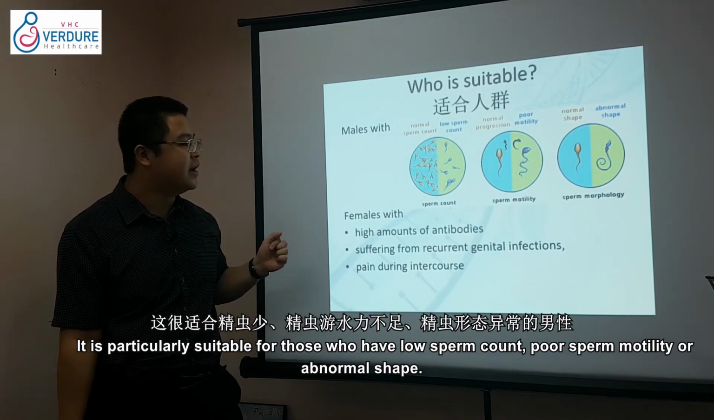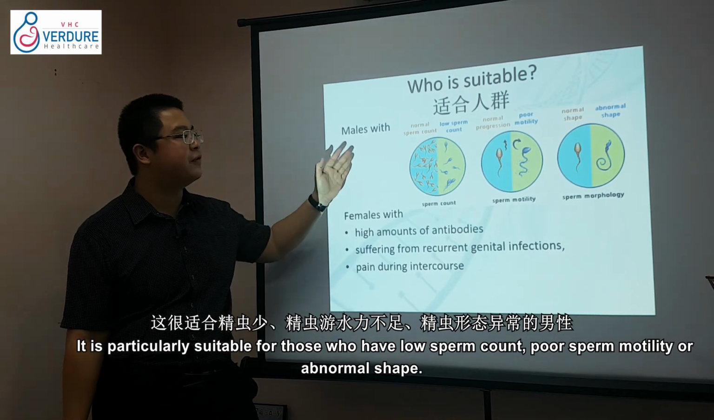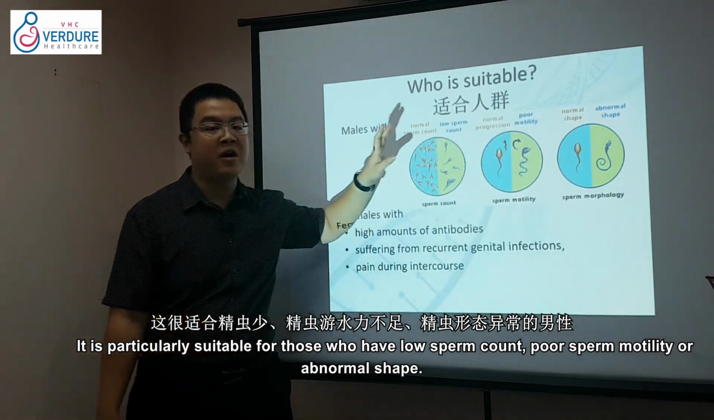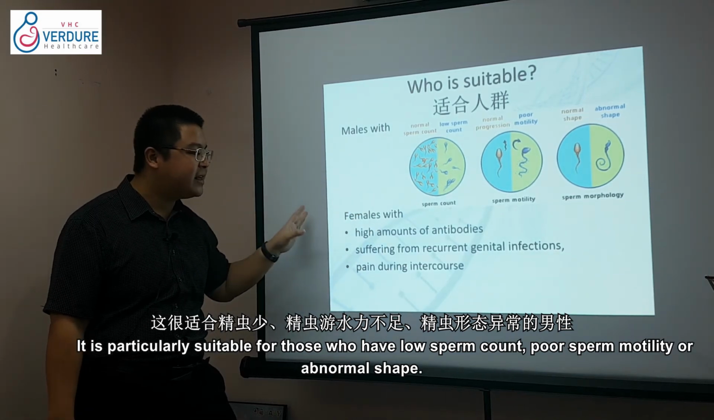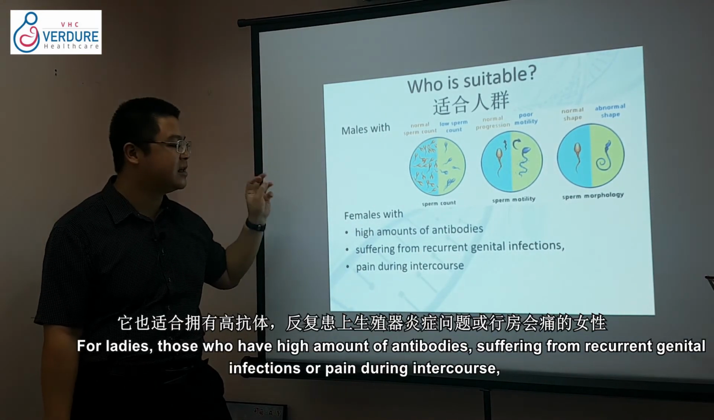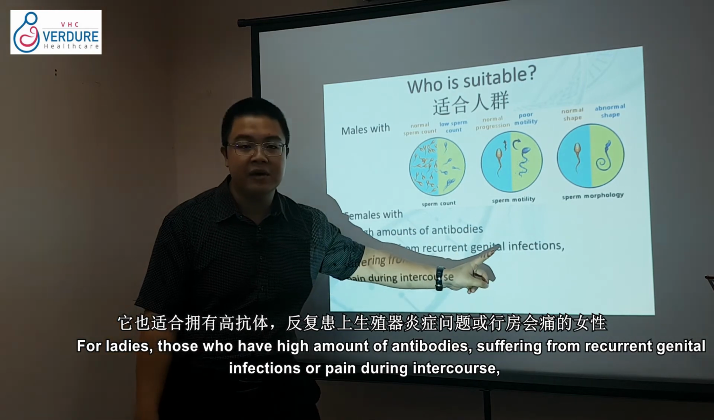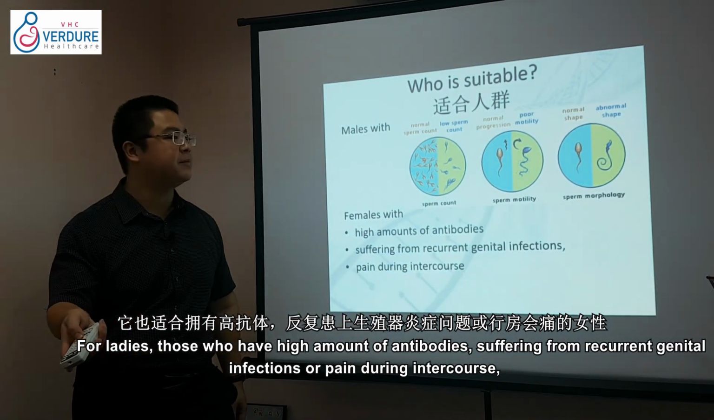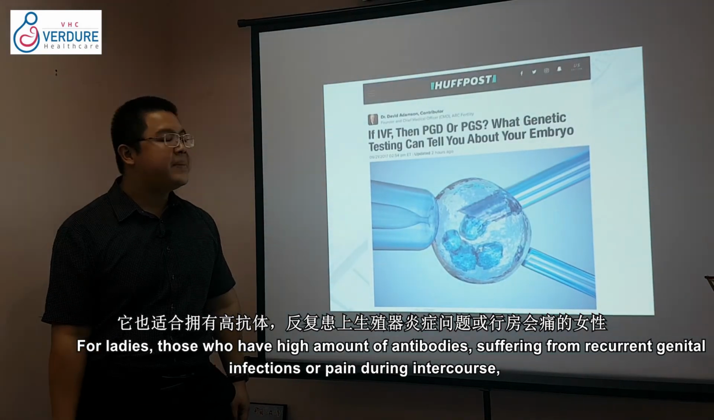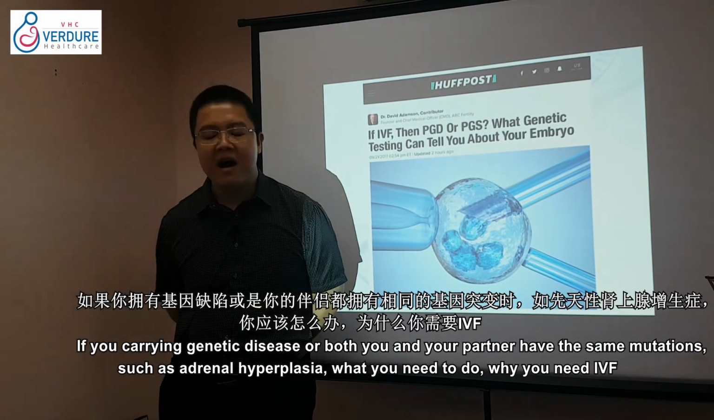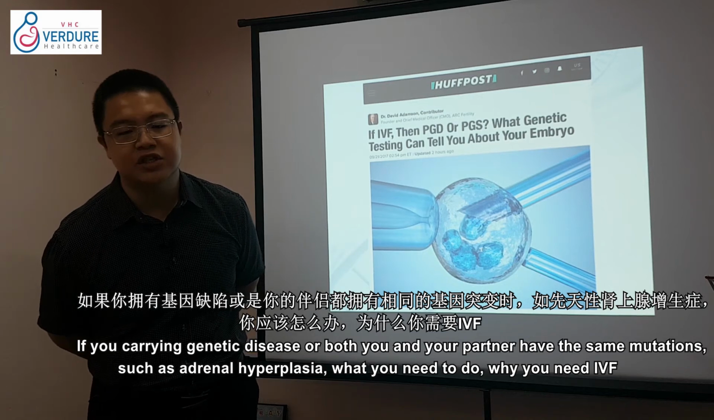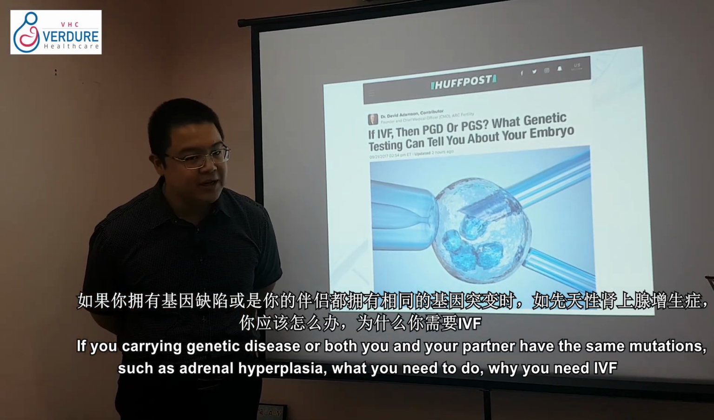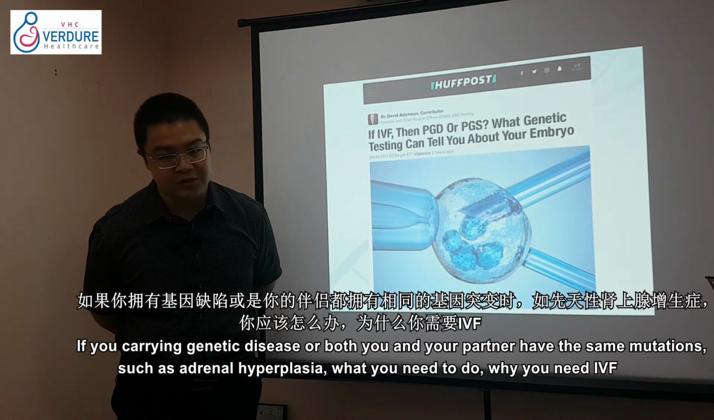Okay, who's suitable? In this case, if, let's say, a male has lower sperm count, poor motility or abnormal shape, this is a perfect solution. And for ladies with high amounts of antibodies or suffering from recurrent genital infection or pain during intercourse, that will also be perfect. But if, let's say, you are carrying a certain genetic disease, such as adrenal hyperplasia, what do you need to do? Why do we refer you to IVF?